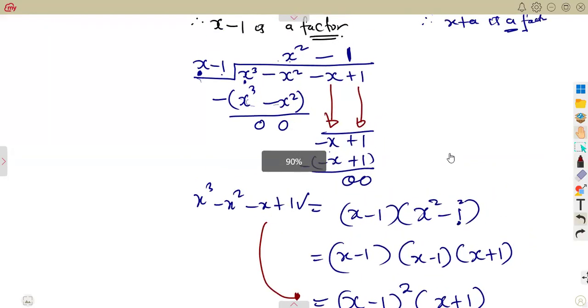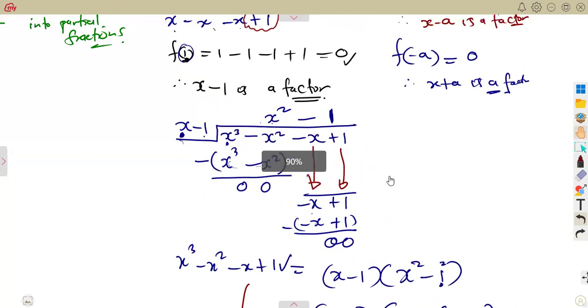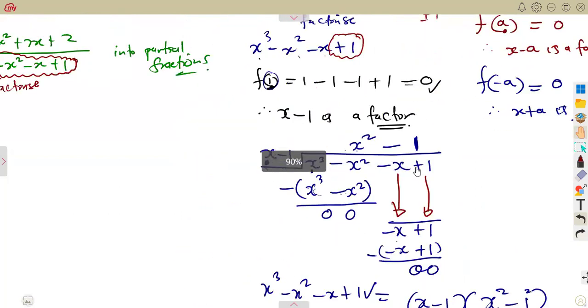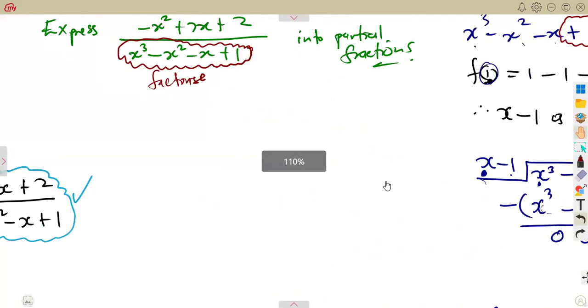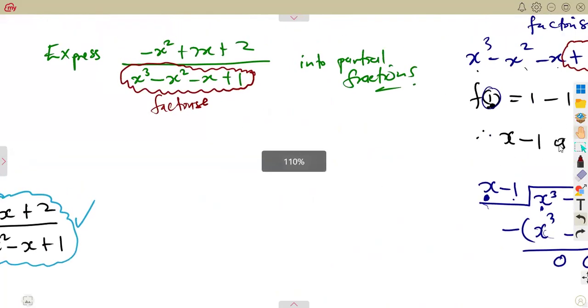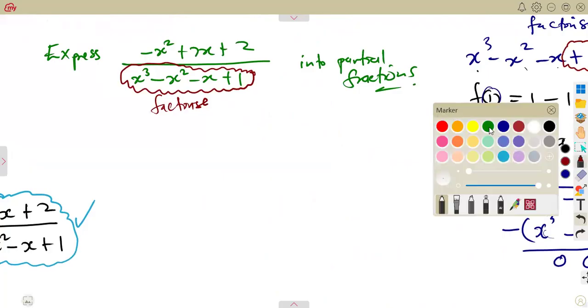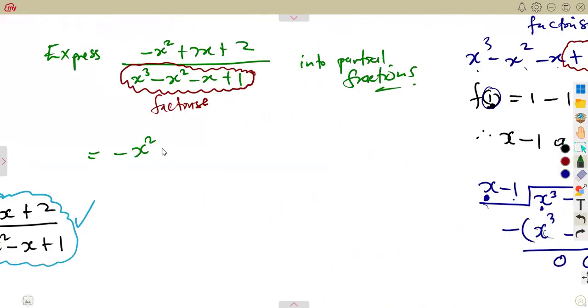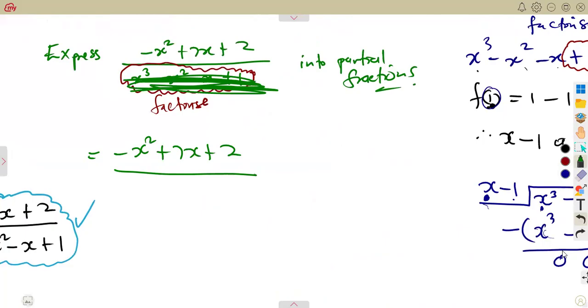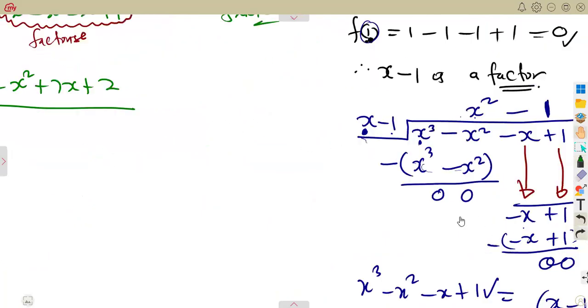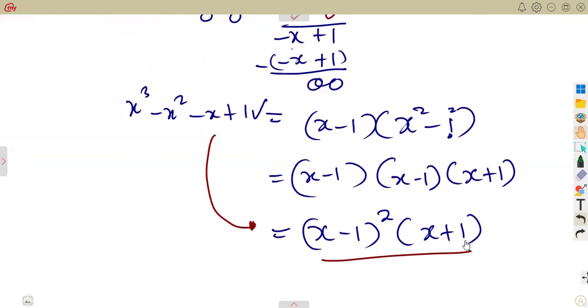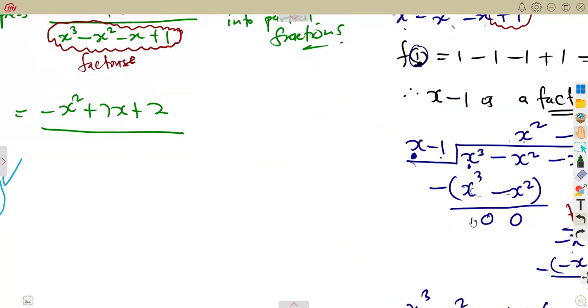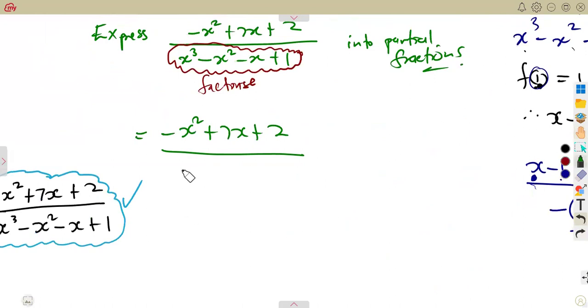You have to apply the factor and remainder theorem to factorize. Then after that, we apply our partial fractions. Now, remember, we wanted to express this into partial fractions. So this whole part that we had here was going to be like this: minus x squared plus 7x plus 2 over what we got from this factorization, where we got the bracket of x minus 1 squared into x plus 1. So you factorized that. That was the purpose of the factor and remainder theorem, x minus 1 squared into x plus 1, like this.